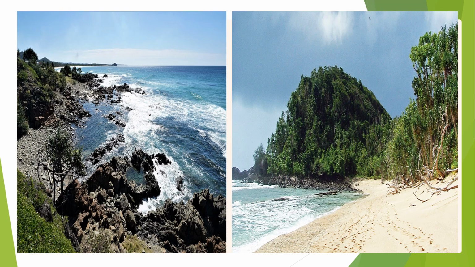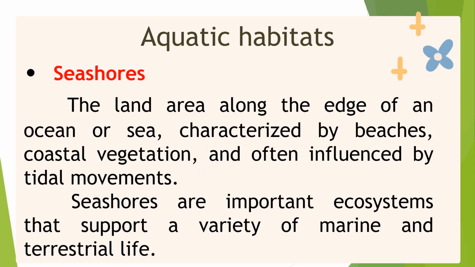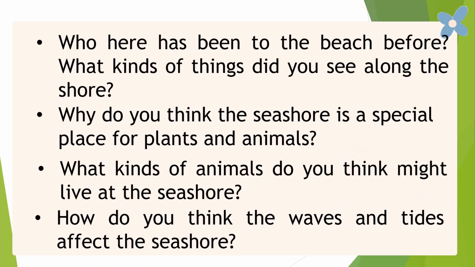Now we're going to learn about a beautiful and fascinating habitat, the seashores. Seashores, the land area along the edge of an ocean or sea characterized by beaches, coastal vegetation, and often influenced by tidal movements. Seashores are important ecosystems that support a variety of marine and terrestrial life.